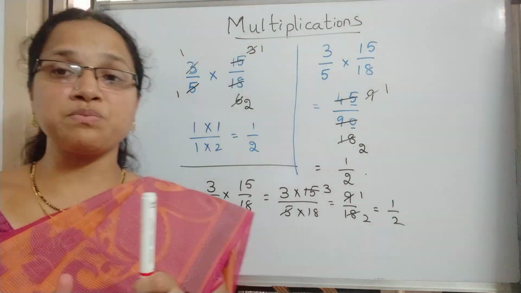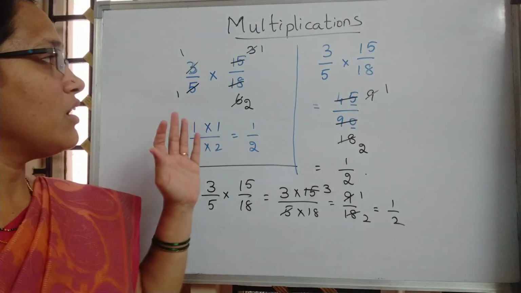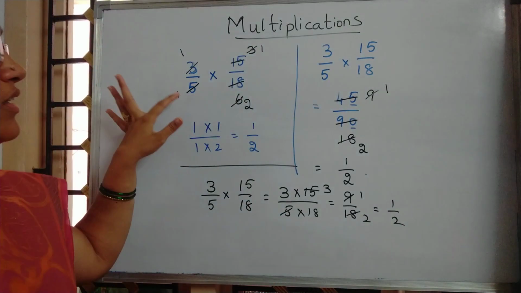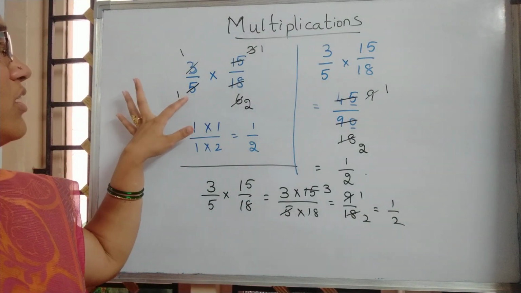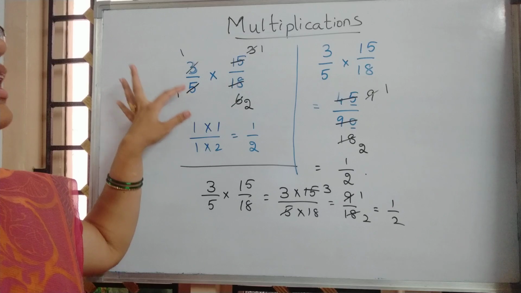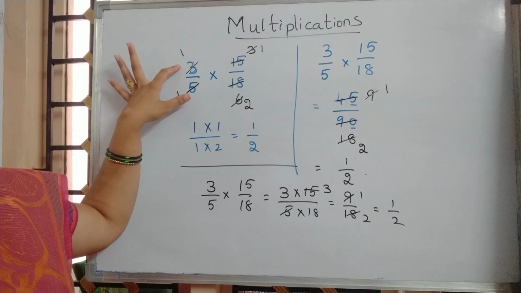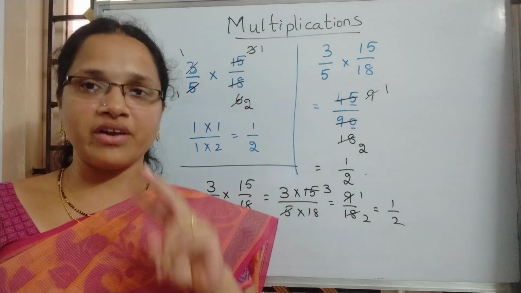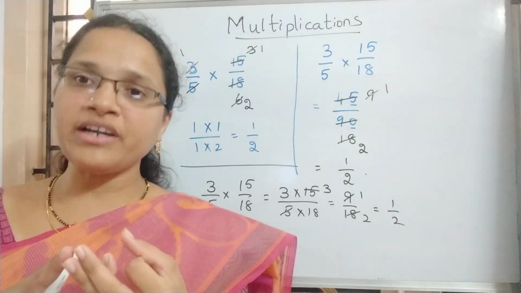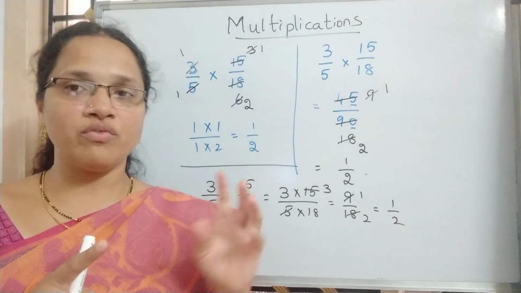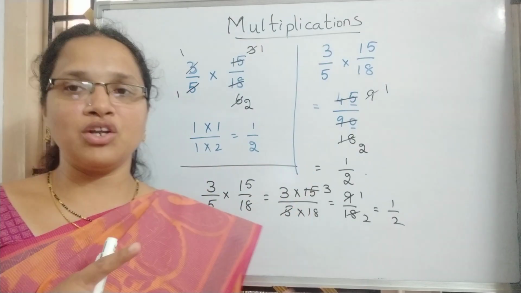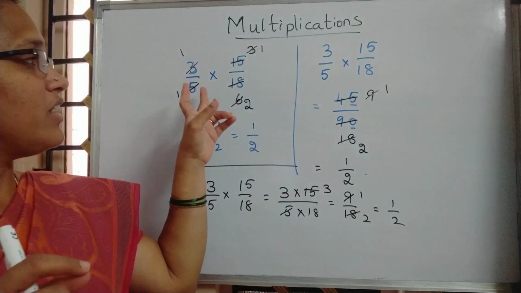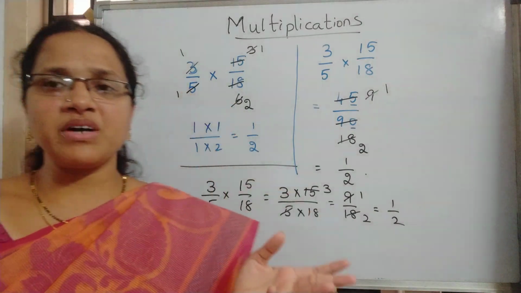Why do teachers prefer that you know the cancellations? Because you should know how a denominator cancels with the numerator, that is, with the cross numerator. That means when you are cancelling, you should have one numerator and one denominator. And if you make the sum simpler here itself, you will not be very tense.